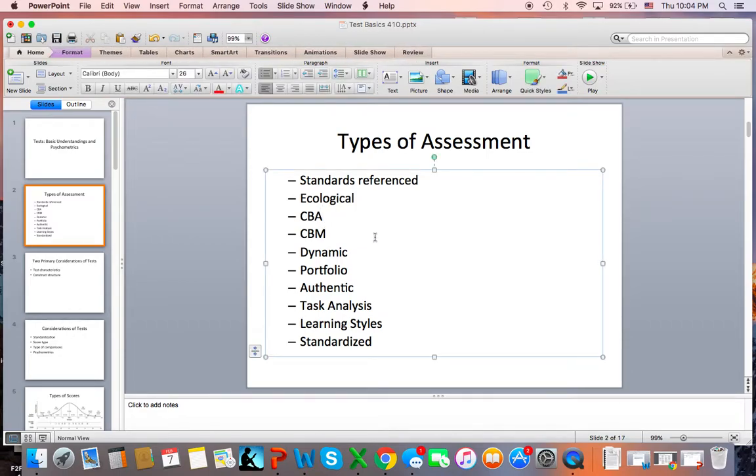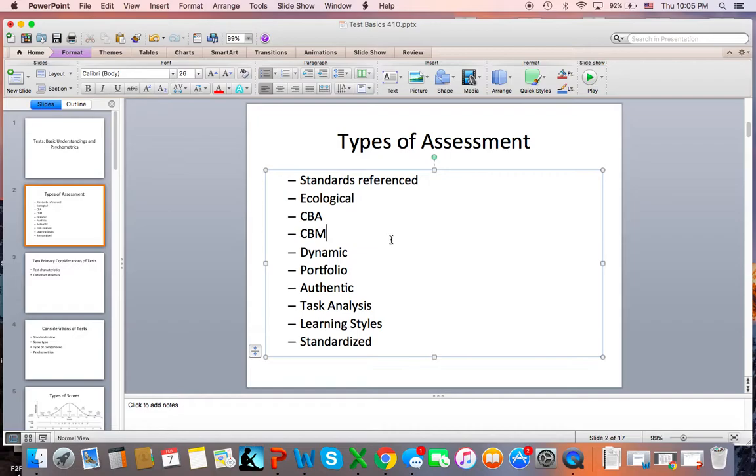So CBA is curriculum-based assessment, and that really takes a look at an individual student's functioning within the context of their curriculum. So where is the student performing in regards to the expectations of the curriculum, the scope and sequence of the curriculum? What's their performance on the innate tests or the innate assessments that are a part of the curriculum? The next type is CBM.